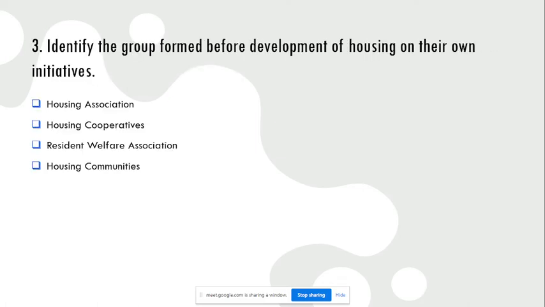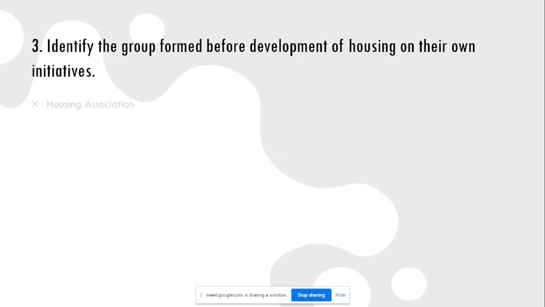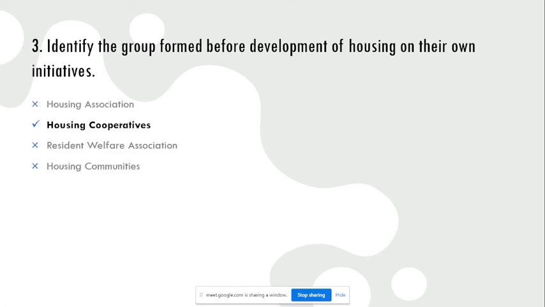The third one is what group is formed before the development of housing. To form a group housing, the first step is to form a housing cooperative. Similarly, there are the three other options which have been given: the housing association, resident welfare associations, housing committees. These three are usually formed after the development of housing in the new housing areas.